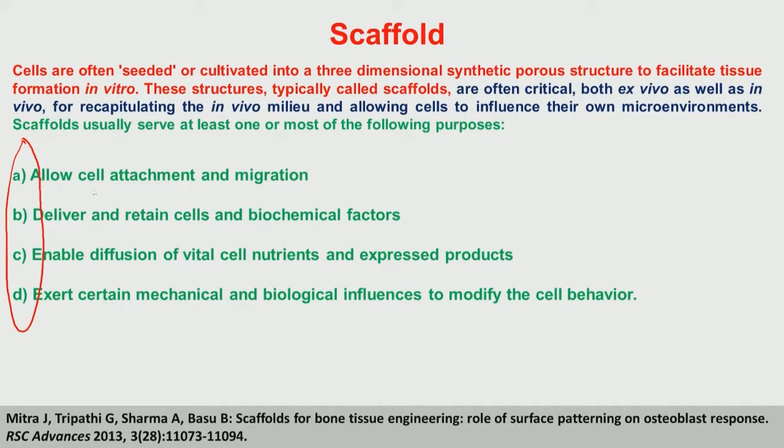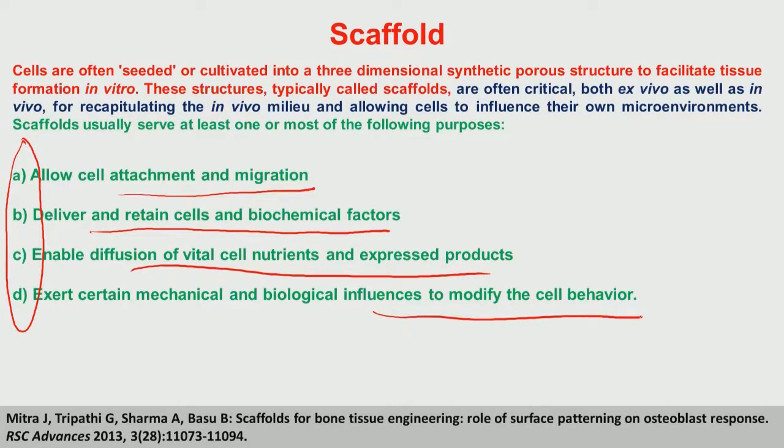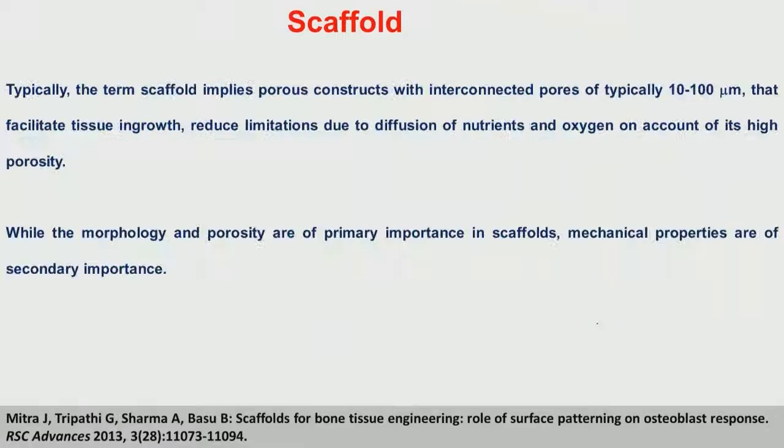These allow cell attachment and migration. Now, what is cell migration? I have explained to you before. That is essentially motility on a material substrate. They deliver and retain cells and biochemical factors, enable diffusion of vital nutrients and expressed products, and exert certain biological and mechanical influences to modify cell behavior. Now, typically the scaffold term implies porous constructs with interconnected pores of more like 10 to 100 micrometers, which facilitates tissue ingrowth, reduces limitations due to diffusion of nutrients and so on.